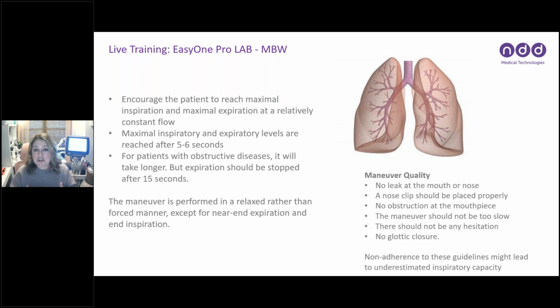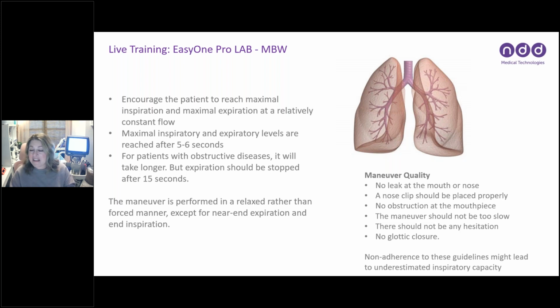For a patient with obstructive diseases, this is obviously going to take longer getting all the way to that expiratory plateau, but expirations should be stopped after 15 seconds, just like in our spirometry maneuvers. Again, this maneuver is relaxed, it is not forced, and at the very, very end of expiration, if we need them to push out a little bit, that's all right as well.